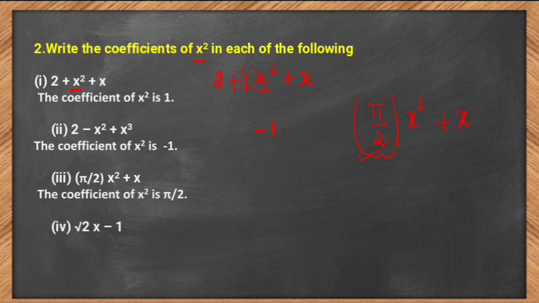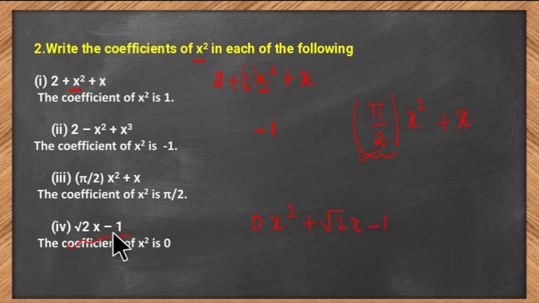Next question, root 2x minus 1. So what is the coefficient of x square? Where is the x square term? Here x square term is not there, right? So x square term is not there means we can write coefficient of x square is 0. X square term is not there. So you can write coefficient of x square is 0, or you can write like this also. 0 into x square plus root 2x minus 1.